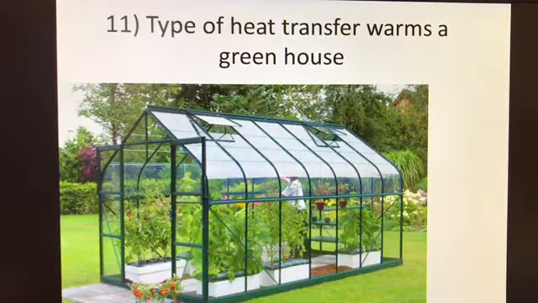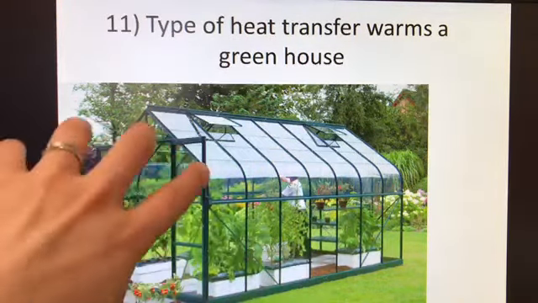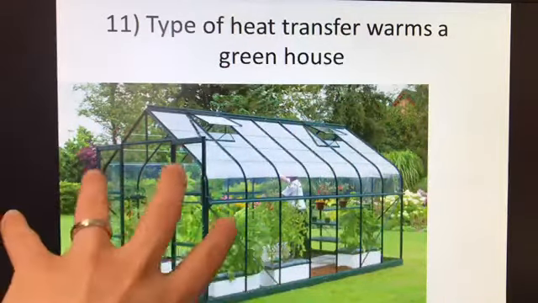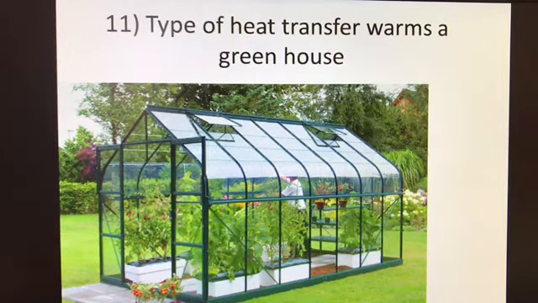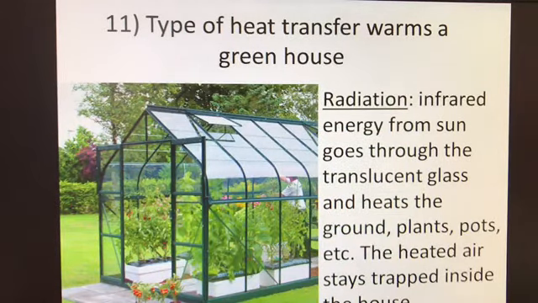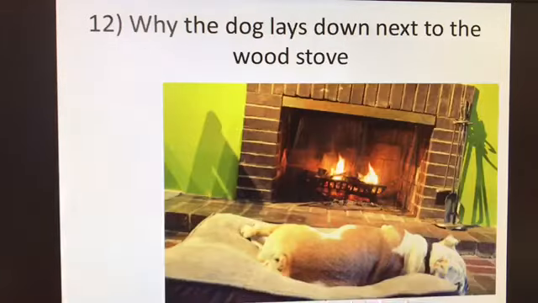All right, the type of heat transfer that warms a greenhouse. So this is a greenhouse. It's a building where it's all glass, or at least one side is glass. And if you notice inside here, there's plants. So what type of heat transfer warms the greenhouse? That's radiation, because the infrared energy from the sun goes through the translucent glass, heats the ground, the plants, the pots, everything. And then as those things heat up, they heat up the air around them, but the hot air gets trapped inside. So that's how a greenhouse works. It's heated by radiant energy.